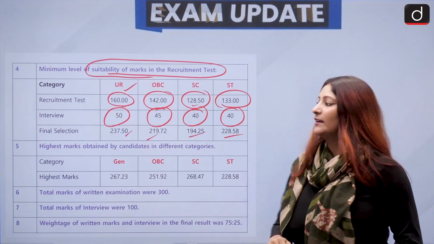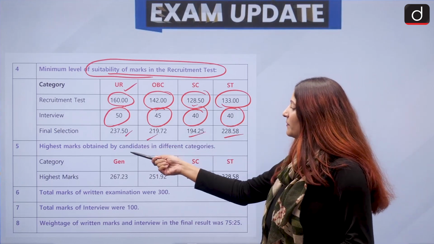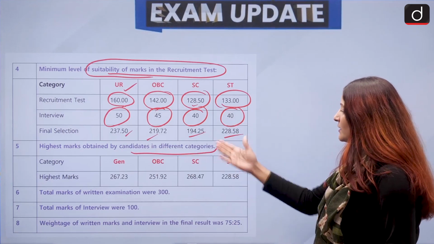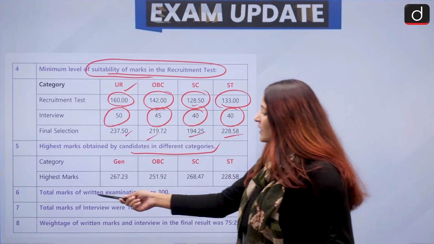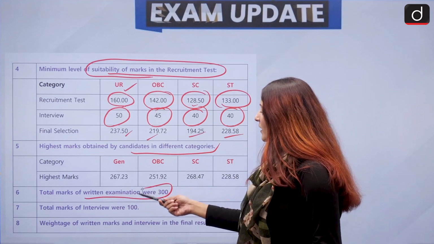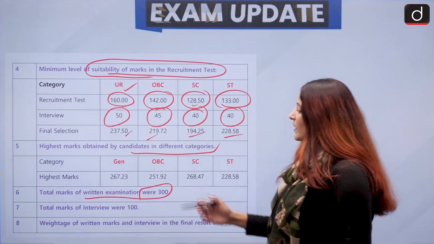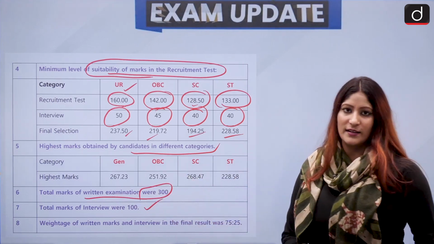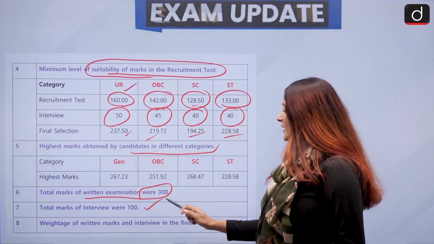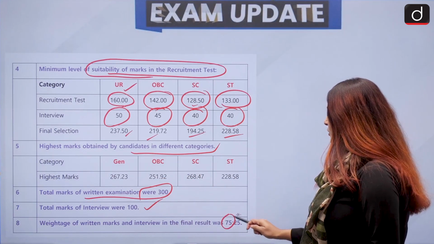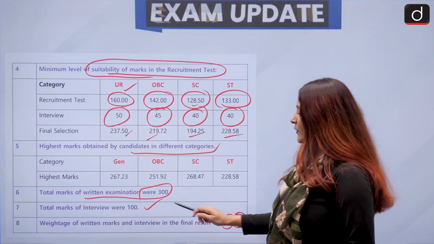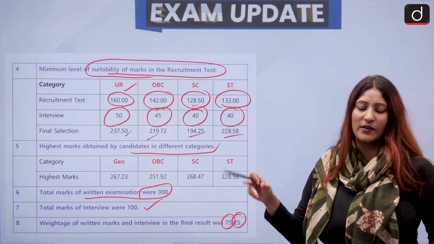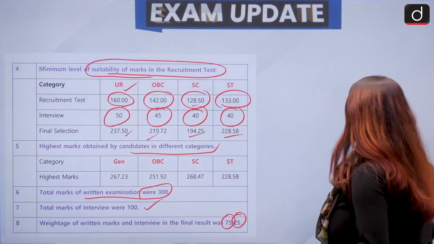Okay, remember that. Apart from that, you can see the highest marks obtained by candidates in different categories. Total marks of the written examination were 300, and total marks of the interview were 100, as I already told you. And the weightage was given 75:25. 75% out of 400, that is 300, and then 100 remaining.